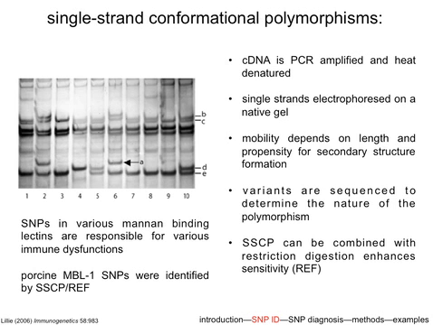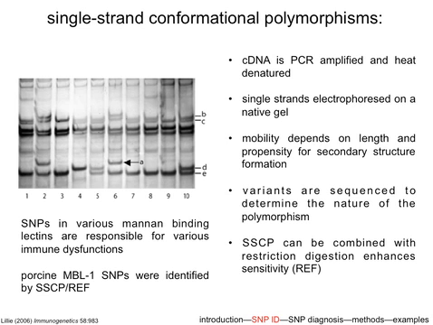Let's focus on single-strand conformational polymorphisms. And in this slide, I want to make it clear that I'm going to be using examples from the literature as a means of describing these techniques. So first, let me talk about what the method is, and then let me refer to the data that's shown on this slide. And obviously, this is a gel electrophoretic technique. In any case, cDNA is PCR amplified and heat denatured. So we're looking at single strands electrophoresed on a native gel.